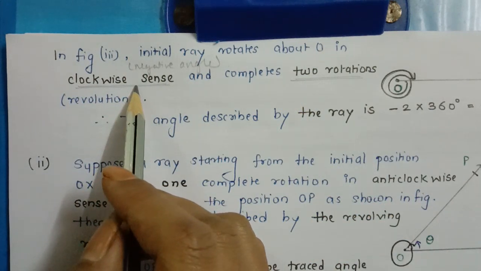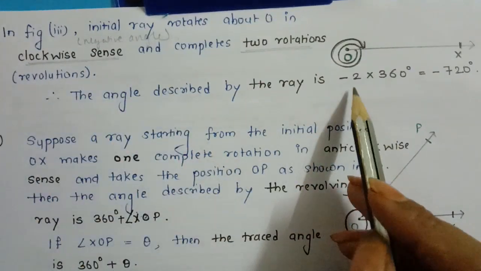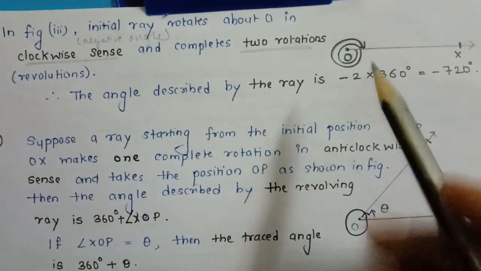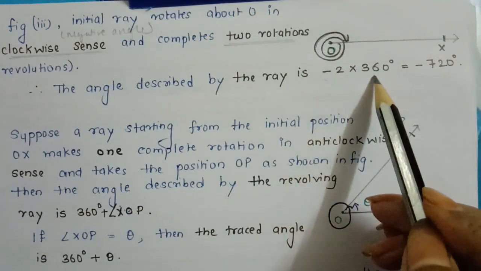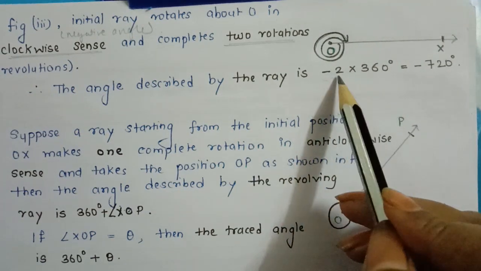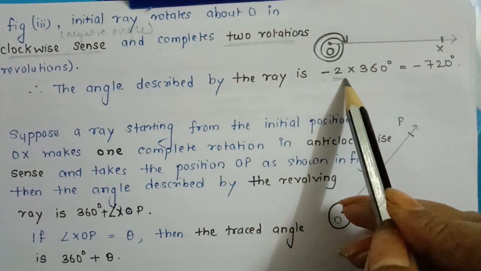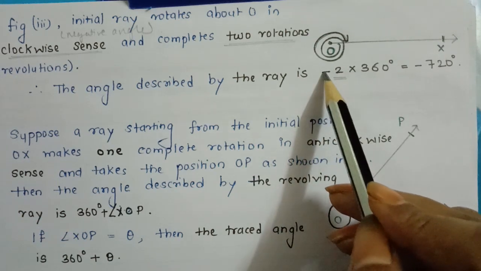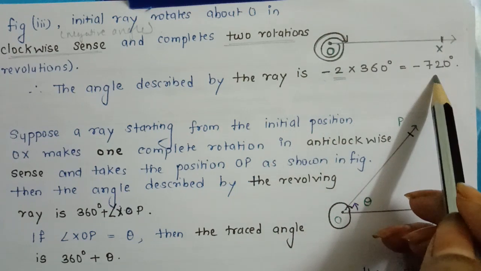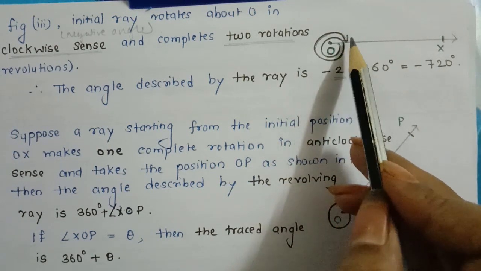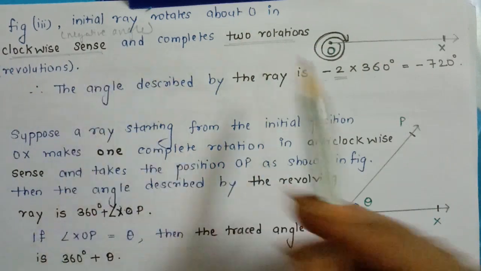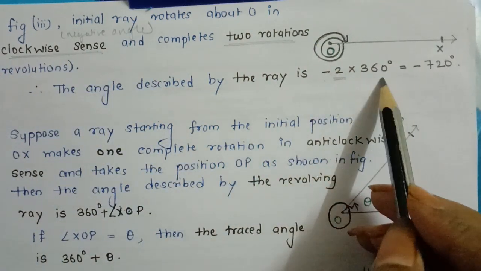Because of clockwise, my angle will be in negative form, and how many rotations is it making? It is making 2 rotations. So again you will multiply it with 360. So minus 2 will get multiplied with 360. The reason is that it is making 2 rotations and it is in a clockwise direction. That's the reason minus 2 into 360, that is minus 720. If it is making 10 revolutions, even in a clockwise sense, it will be minus 10 into 360.